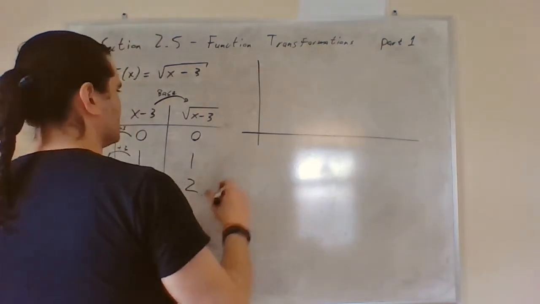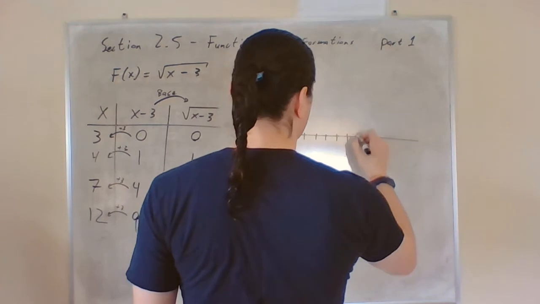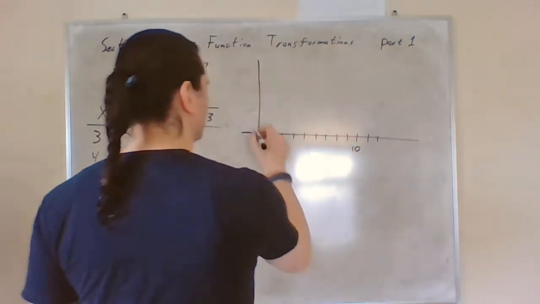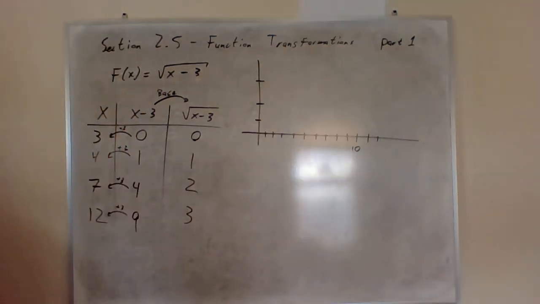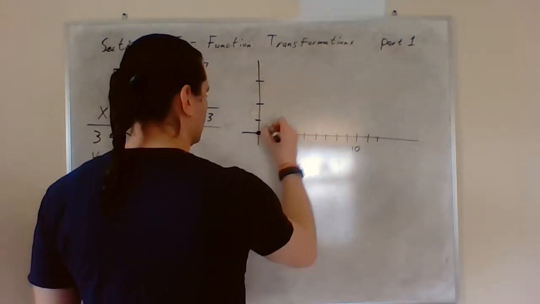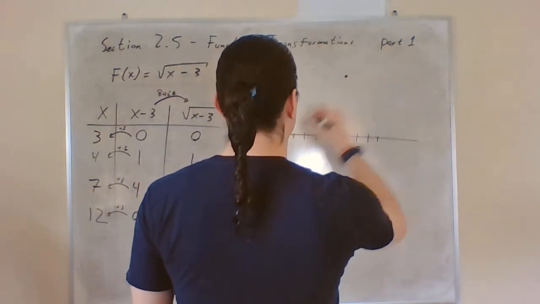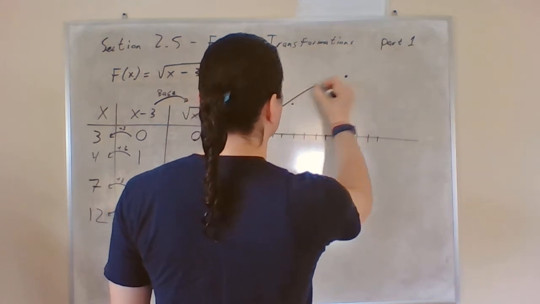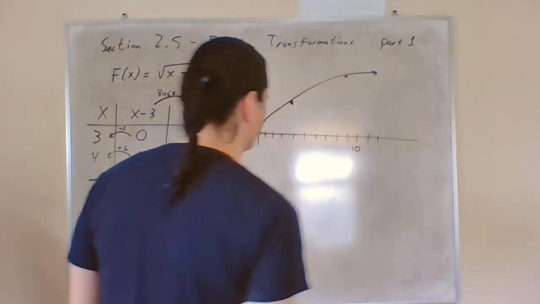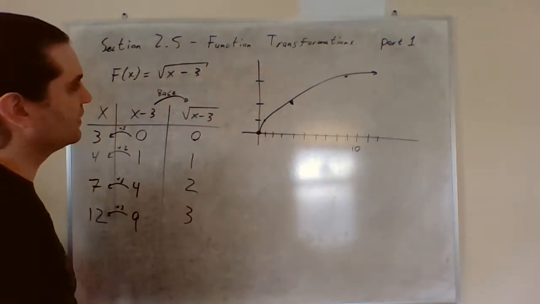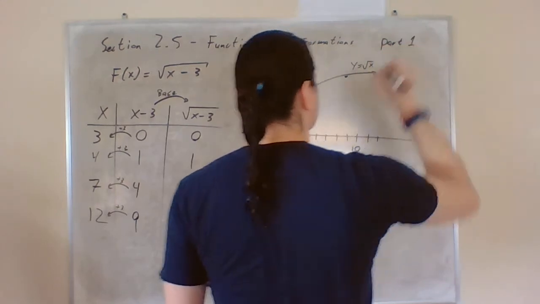Okay, so 1, 2, 3, 4, 5, 6, 7, 8, 9, 10, 11, 12. 1, 2, 3. I only need to go up to 3 on the y-axis. So the base function is still (0, 0), (1, 1), (4, 2), (9, 3). Base function is still here. I missed. That's fine. It's a really big dot. No one saw that. This is still the base function. y equals square root x.